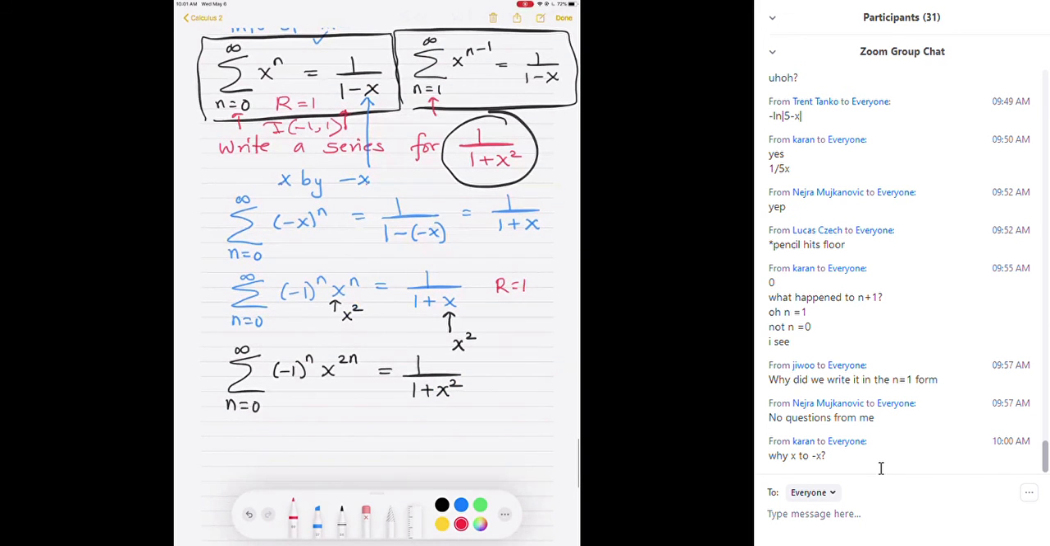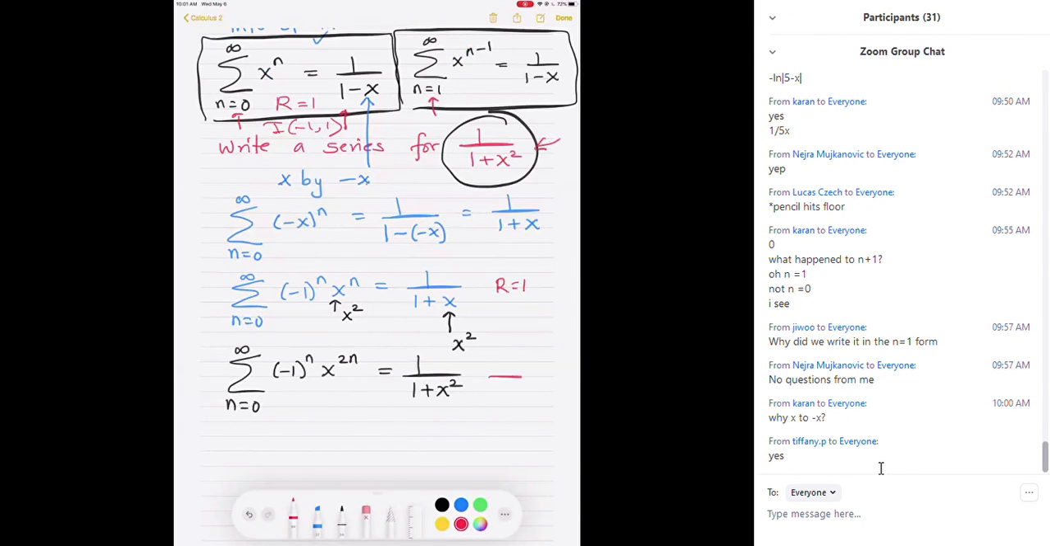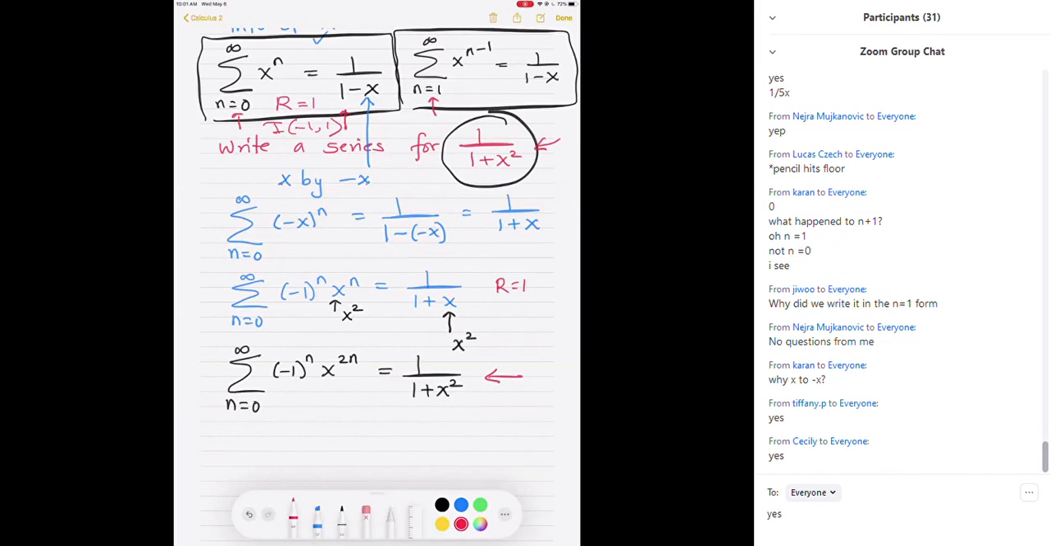The interesting bit, and I want to get to the interesting bit, we have that, but everybody okay till here? I'll come to the radius of convergence a bit later, but right now, writing this function as a series, are we okay till here? No questions from anybody.